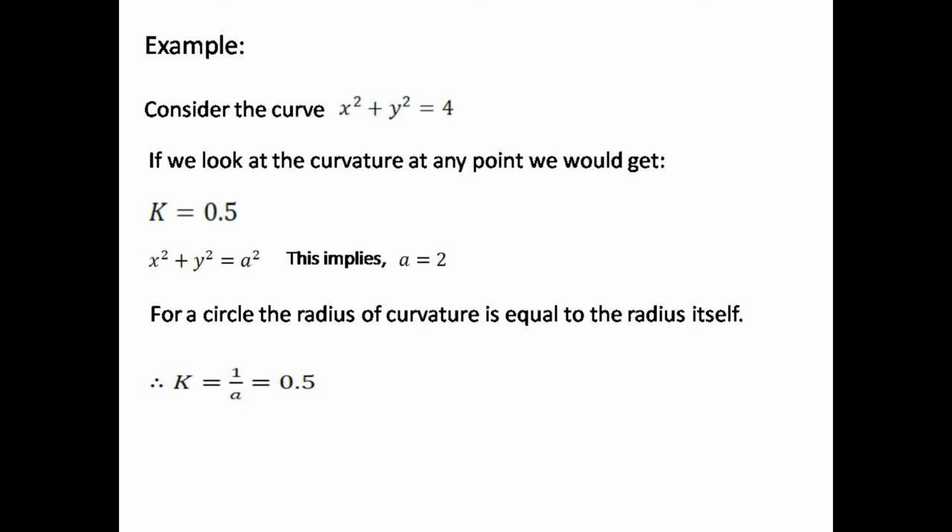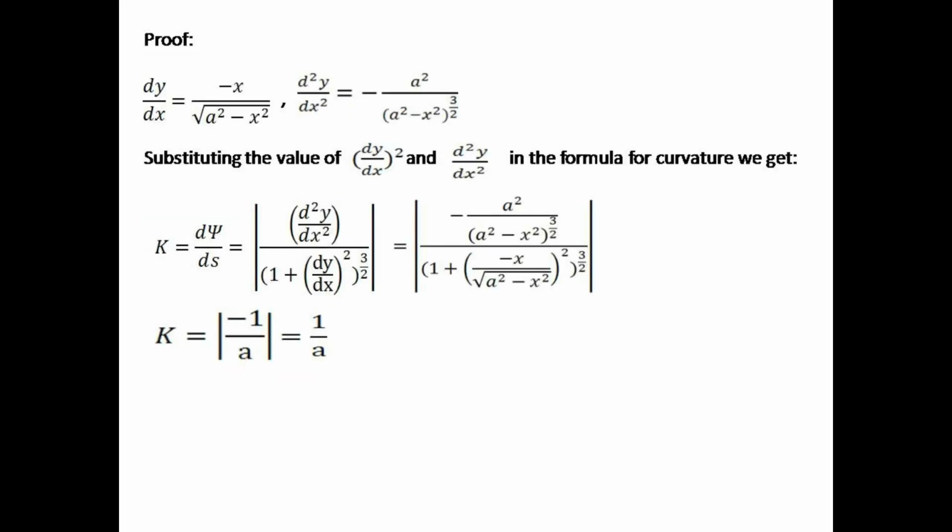Now you may wonder how I got this result without doing all the calculations. Well, I have used a property of the circle. This says that the radius of curvature at any point on the circle is equal to the radius itself. Since radius of curvature is the reciprocal of curvature, we have k is equal to 1 over a, which is equal to 0.5. Now you don't have to take my word for it. So let's prove that property.